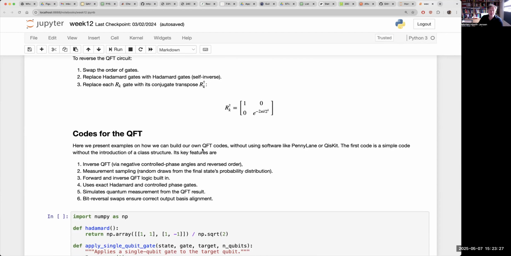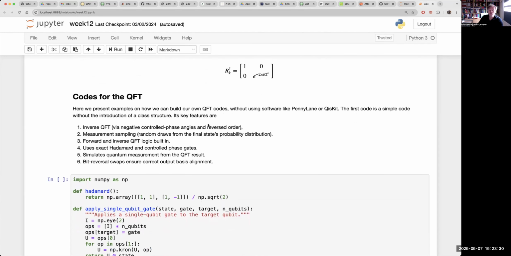So the codes which you will see here are examples of where you can actually do this without using PennyLane or Qiskit. So the code which you will find essentially has these kinds of operations. There's an inverse QFT. There's a measurement sampling. So you do random draws from the initial state probability distribution. Forward and inverse QFT is built in. It uses exact Hadamard and controlled phase gates, and it simulates a quantum measurement from the QFT result. And this is essentially what you will end up doing. And then there's a bit reversal, which ensures correct output basis alignment.